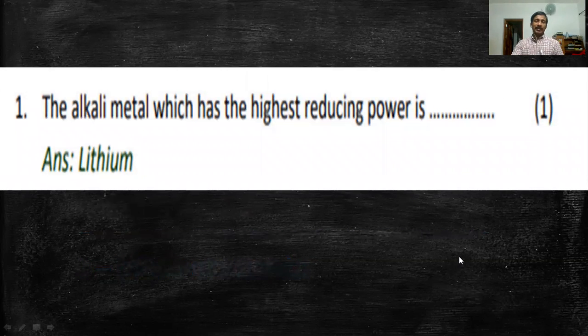First question: the alkali metal which has the highest reducing power is, answer is lithium. In aqueous solution, the highest reducing alkali metal is lithium because of high hydration enthalpy. Most hydrating is lithium. But you know the most electropositive element is francium. Francium is radioactive, so the next one is cesium. Cesium is also reducing in nature, but in aqueous solution, lithium is most reducing.